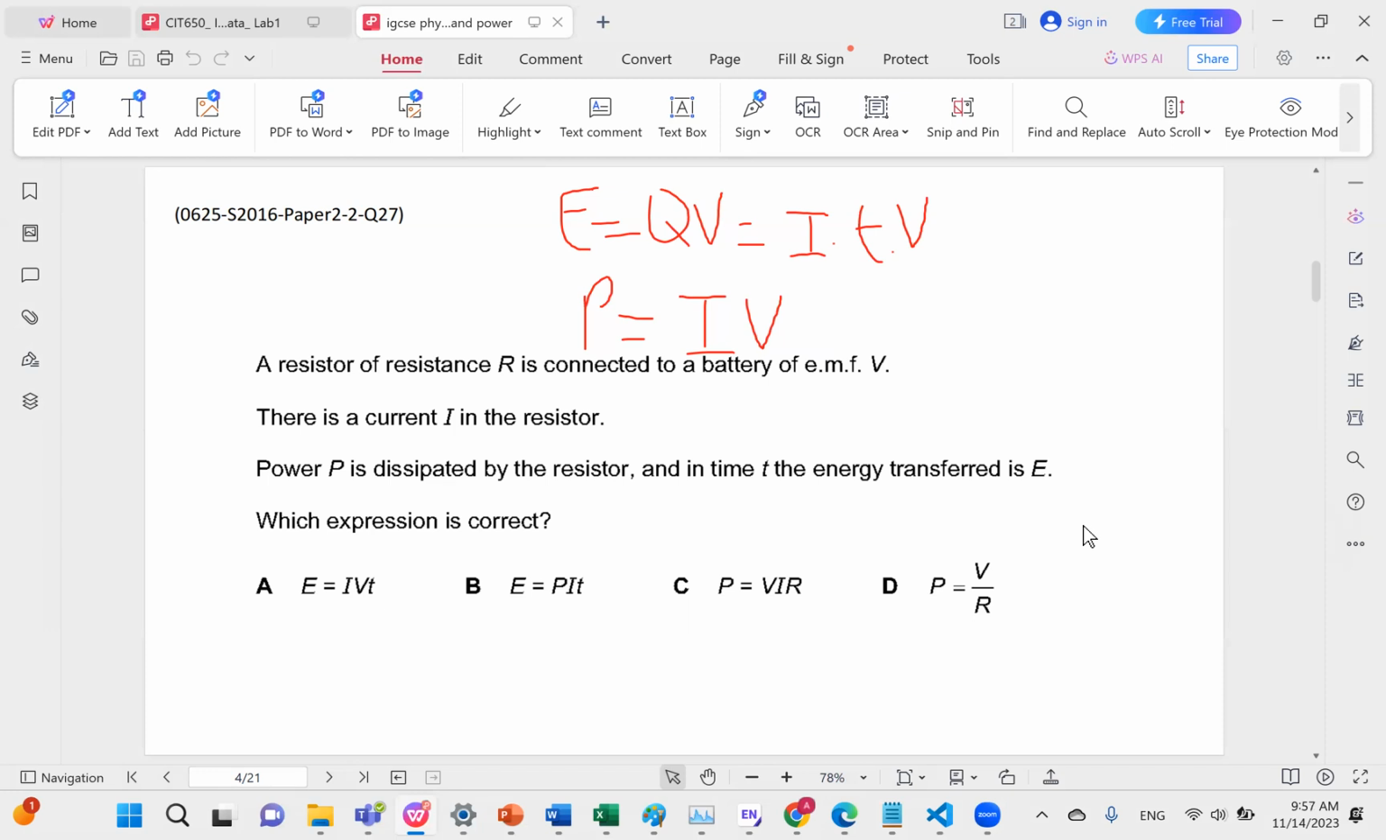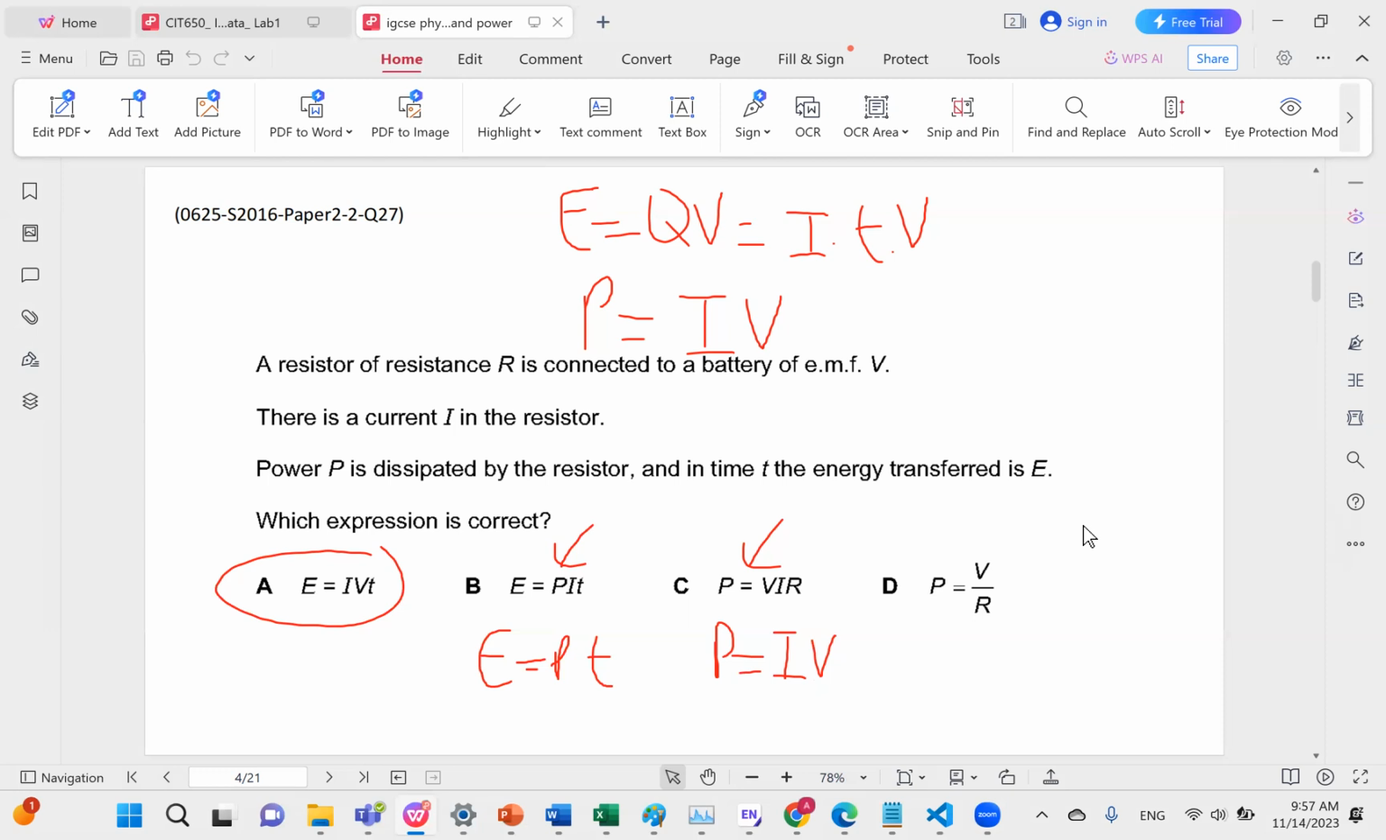Well, obviously choice A is correct because it's just like what we wrote at the top. I times T times V gives me the energy. And the other equations are all wrong. This is incorrect because energy is actually equal to power times time only. C is wrong as well because we said that power is equal to I times V without the R. D is wrong as well.